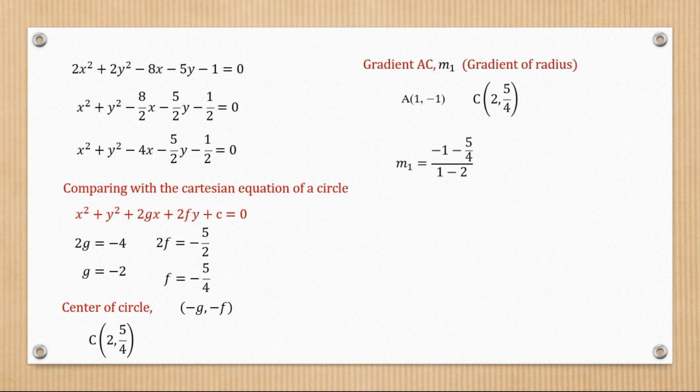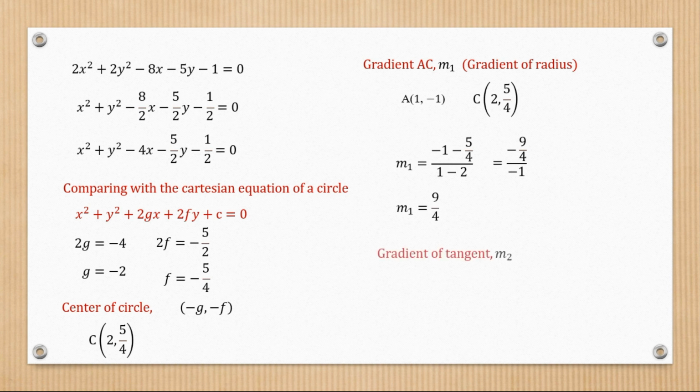So therefore, the gradient of the radius shall be equal to, so we're going to have it as -1, so we're going to subtract the y values. So -1 minus 5 over 4 over 1 minus 2, which shall give me -9 over 4 divided by -1, which the answer shall be 9 over 4 as the gradient of the radius.